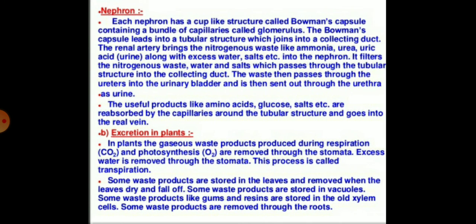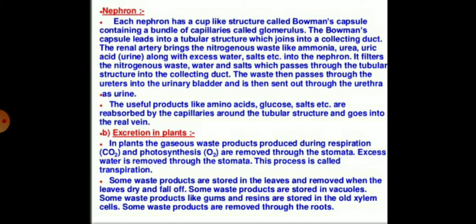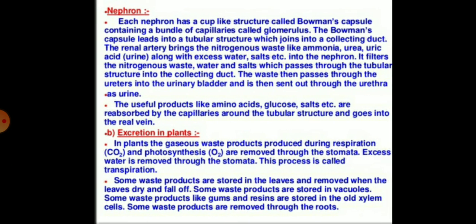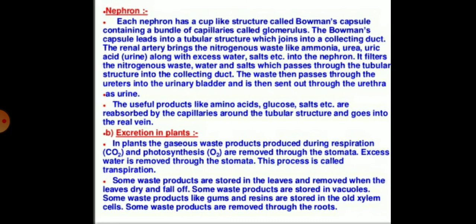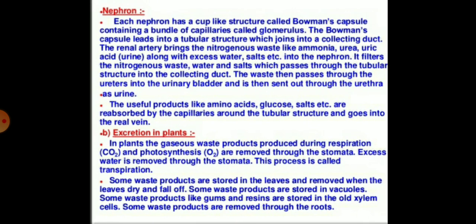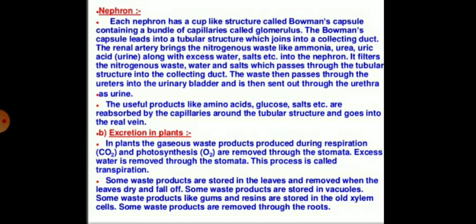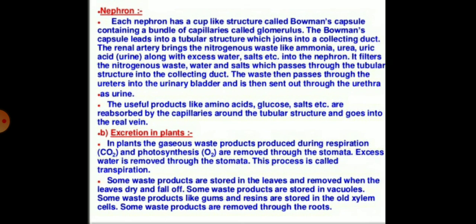So children, the excretion in plants. First, the gaseous waste products are produced during respiration and photosynthesis, like carbon dioxide and oxygen. They are removed through the stomata, and the excess water is removed through the stomata in the process of transpiration. The stomata are the pores present on the surface of the leaves. Some waste products are stored in the leaves and removed when the leaves dry and fall off.